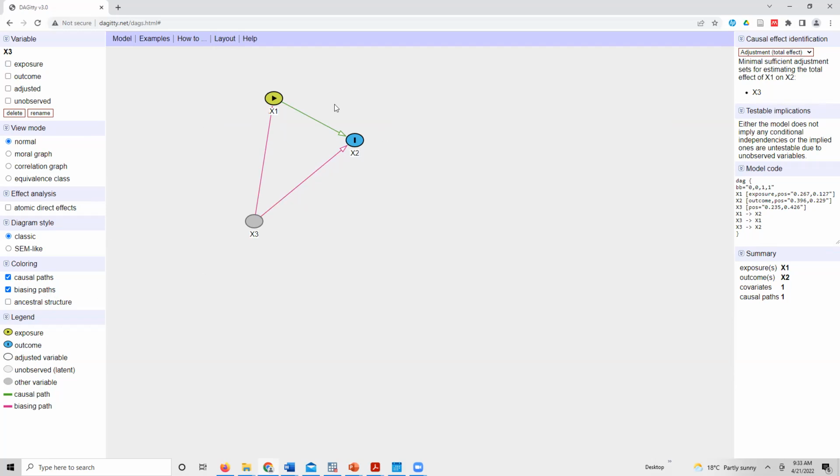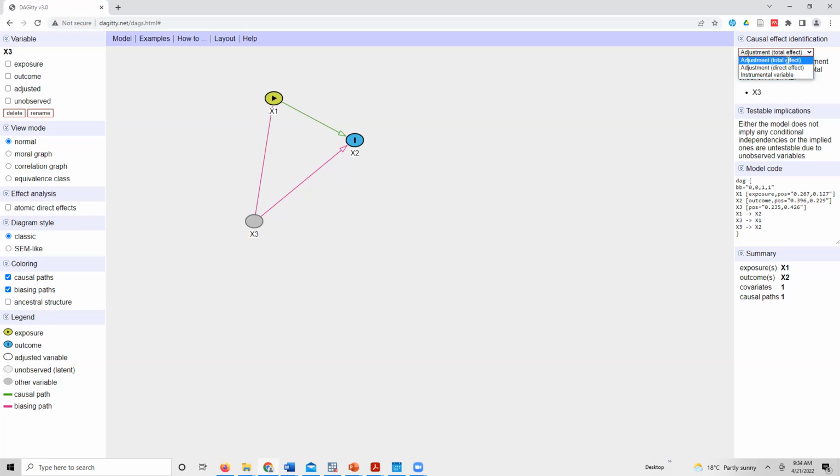And to know which variable you need to adjust for, you just have to go to the top right of your screen. You have here the effect identification. You have adjustment, and if you click on the arrow, you have either total effect or direct effect. Don't look at the instrumental variable. It's something more complicated that we didn't talk about.